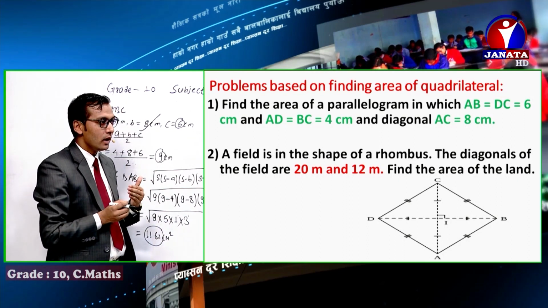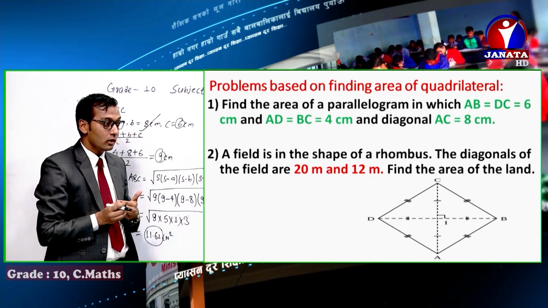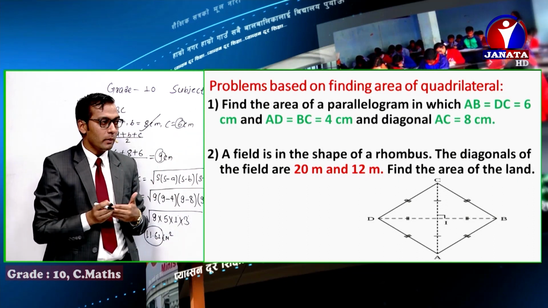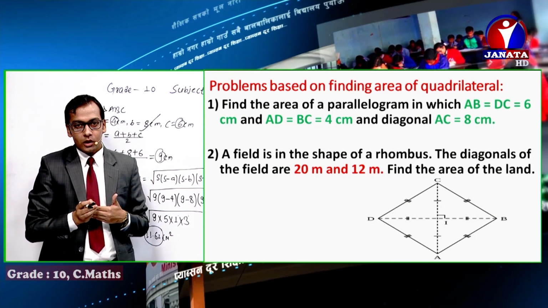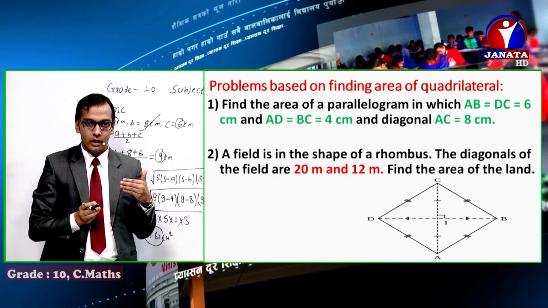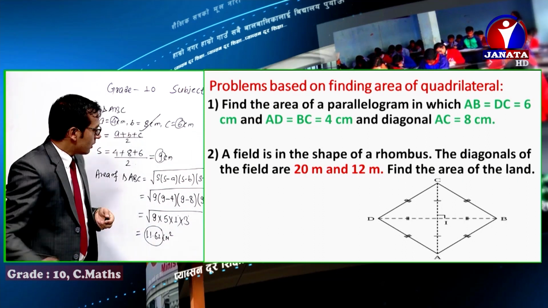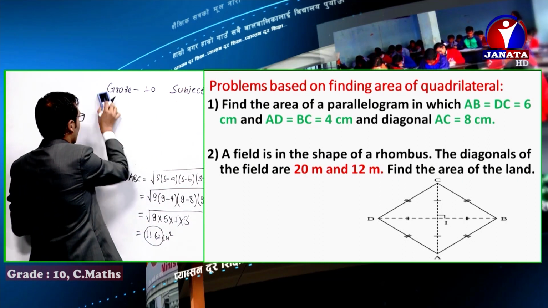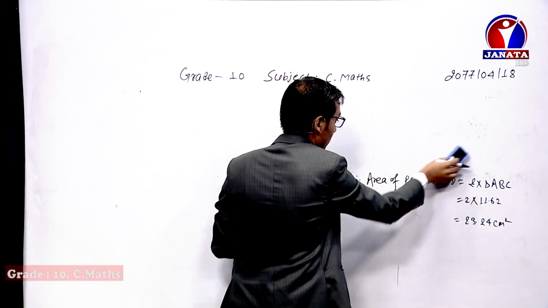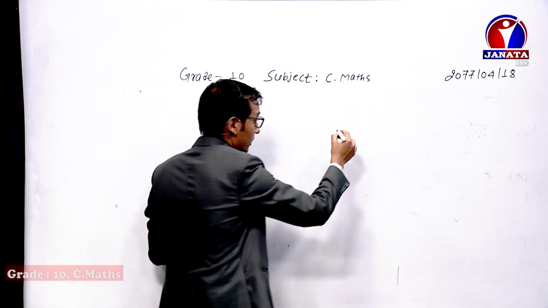We can see in the figure AC and BD, they bisect each other and meet at 90 degrees. The intersecting point is denoted by I in the figure. The 2 diagonals AC and BD intersect at 90 degrees. So now let's solve this question. First of all, we need to draw a figure of a rhombus. A rhombus is a quadrilateral. Let me draw a figure here.